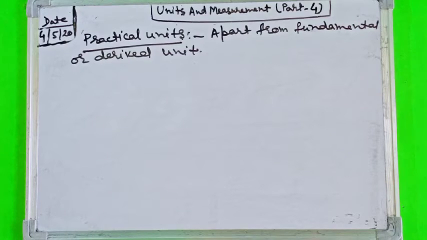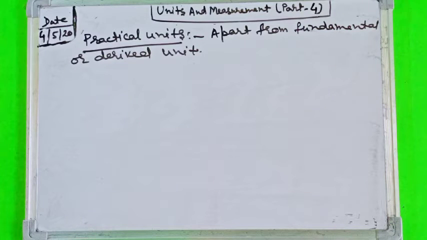Why they are called practical units? They are called practical units because these units can be either expressed in terms of fundamental units or in terms of derived units, or they are interconvertible. Means they can be written in various units also. There are no specifications like that. Suppose there is length, so we use only meter. If there is mass, then we use only kilogram. There is no such type of restriction for practical units.